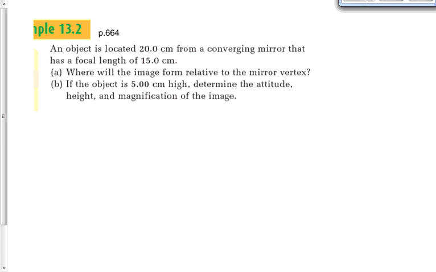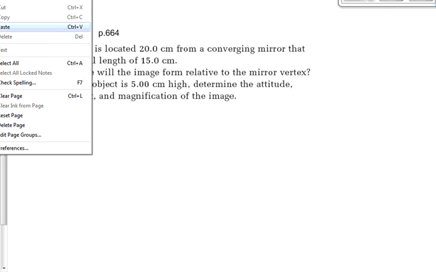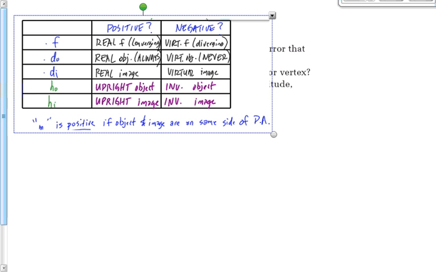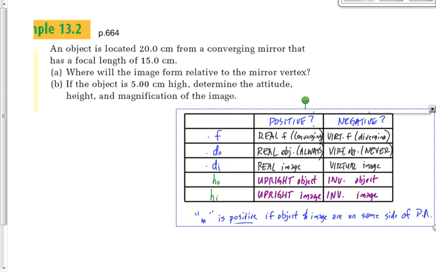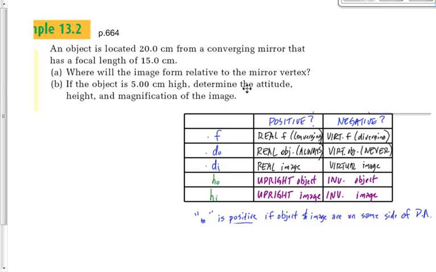Because I want you to do that, I'm going to copy over that table and paste it into the example problem that we're going to work on here. Keep it beside you. Refer back to it. Don't try to be a hero and memorize this table right away.